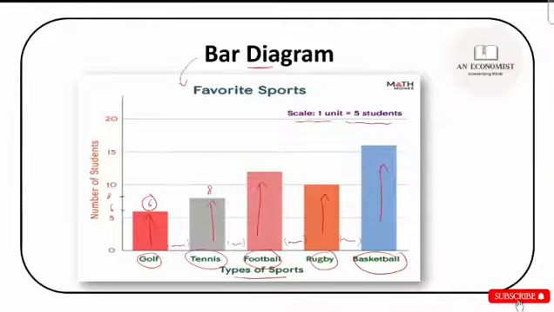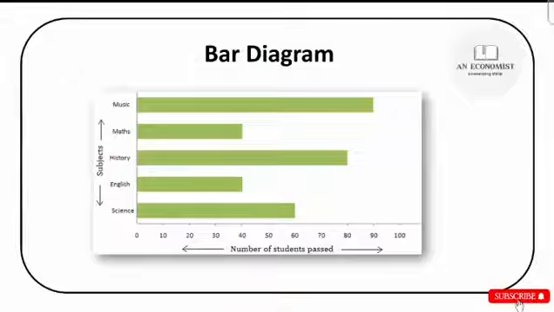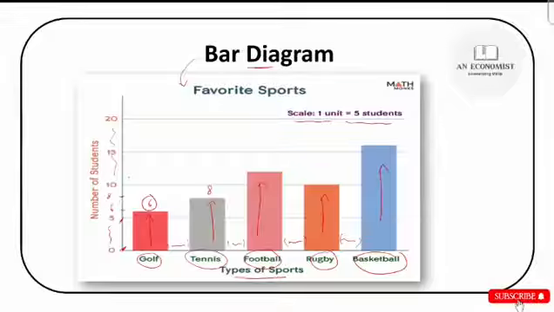So for the horizontal axis you may not mention the scale, but for the vertical axis you have to mention that 1 unit or 1 centimeter, if you draw it on your copy, will be representing 5 students here, right? This is the simple bar diagram, and it is a vertical bar diagram. The bars are drawn vertically, right?